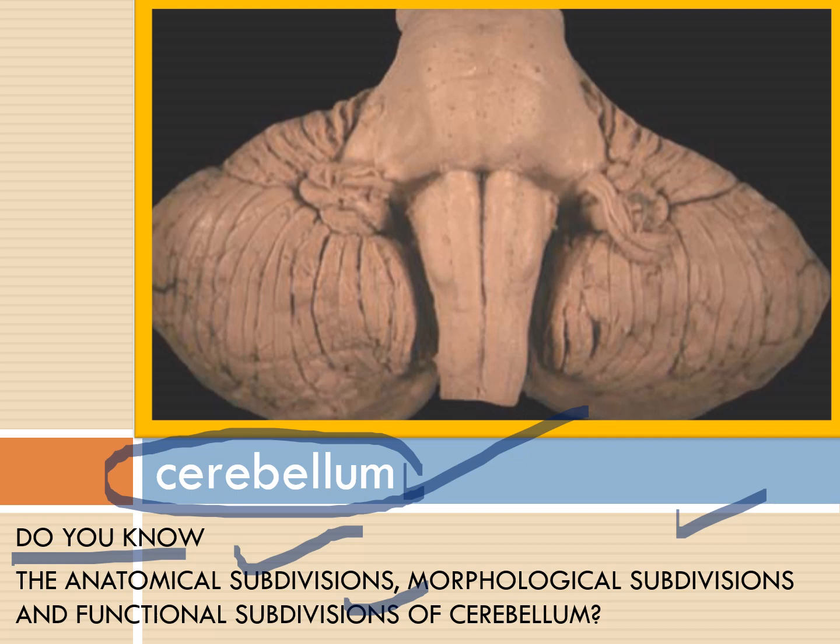The main objective of this class is that you should be able to know the anatomical subdivisions, morphological subdivisions and functional subdivisions of the cerebellum after we cover this topic. In this part 1, we will mainly see the anatomical subdivisions. If you see part 2, then you will be able to understand the morphological and functional subdivisions of the cerebellum.